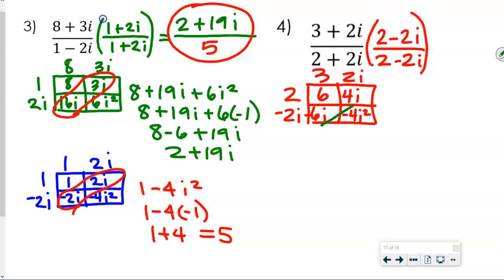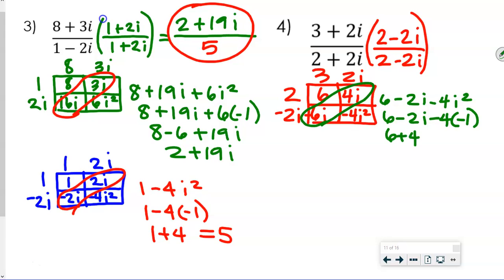Y'all notice these like terms right here? So we're going to combine these. So that's going to give me 6 minus 2i, because negative 6i plus 4i is negative 2i, minus 4i squared. 6 minus 2i, I'm going to change that I squared to a negative 1. Okay, so that's going to be 6 plus 4 minus 2i, which is 10, right? So that's my numerator. 10 minus 2i over, okay?